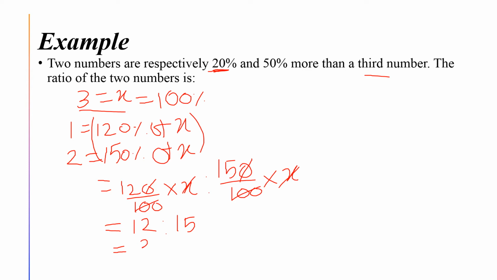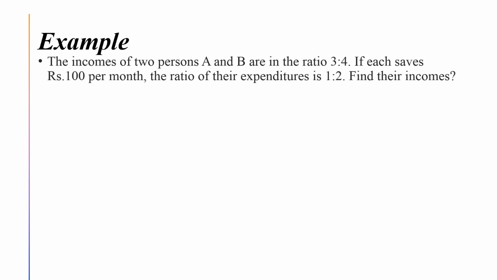4 is to 5. So the ratio of the two numbers becomes 4 is to 5. The ratio of the first two numbers is 4 is to 5. In this problem, they ask you to find the incomes of the two persons. They are given the ratio of their incomes and expenditure and their monthly saving.